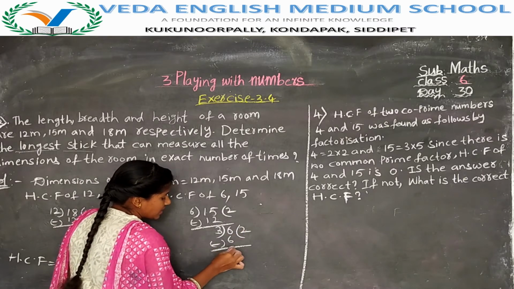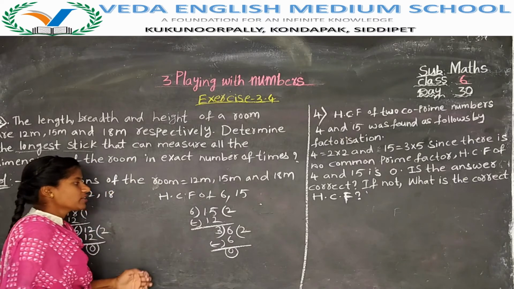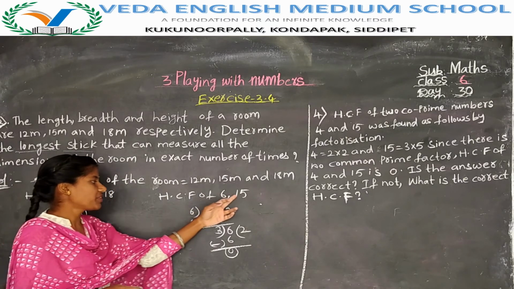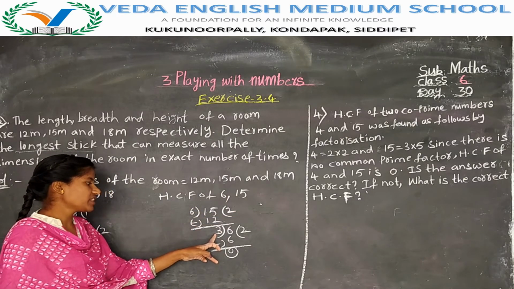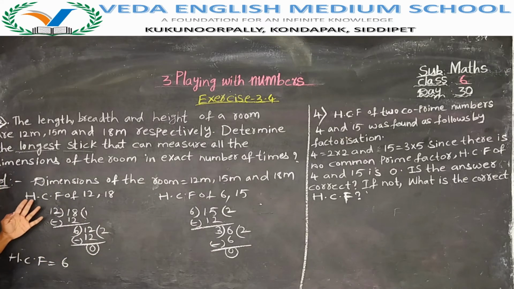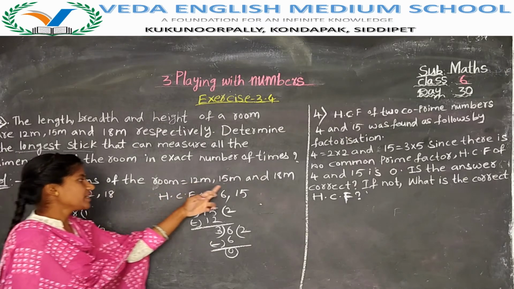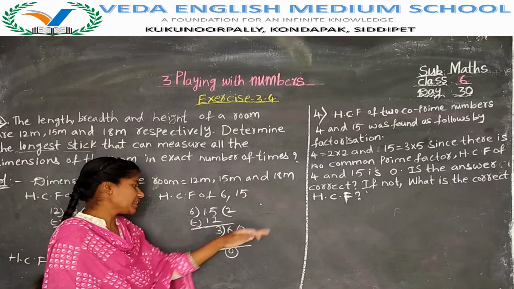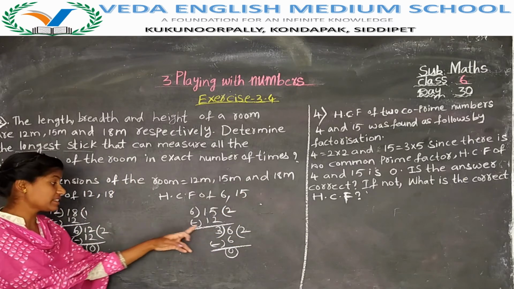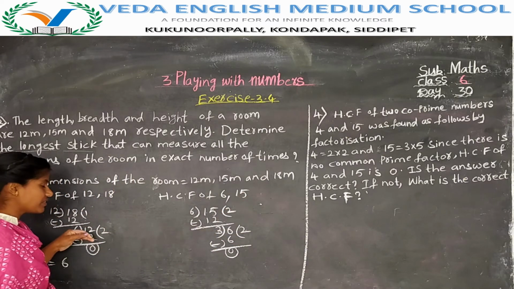Here, what is the last divisor? Here the last divisor is 3. So what is the HCF of 6 and 15? The HCF of 6 and 15 is 3. Here you have to say that the HCF of 12, 15 and 18 is 3. It is the last divisor.